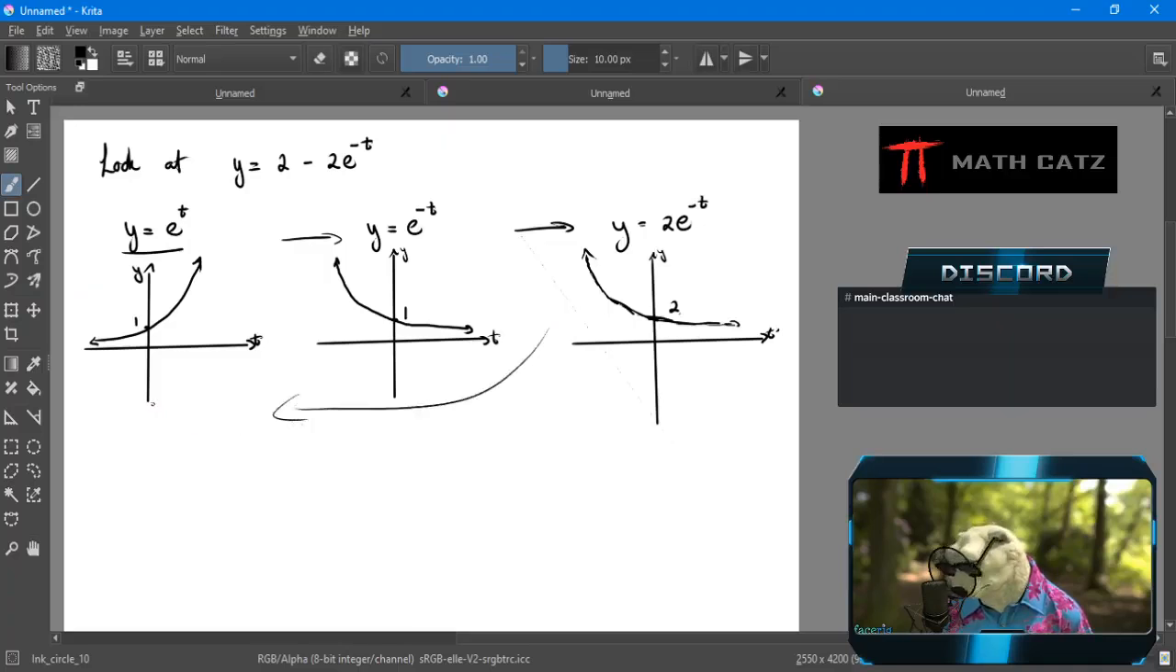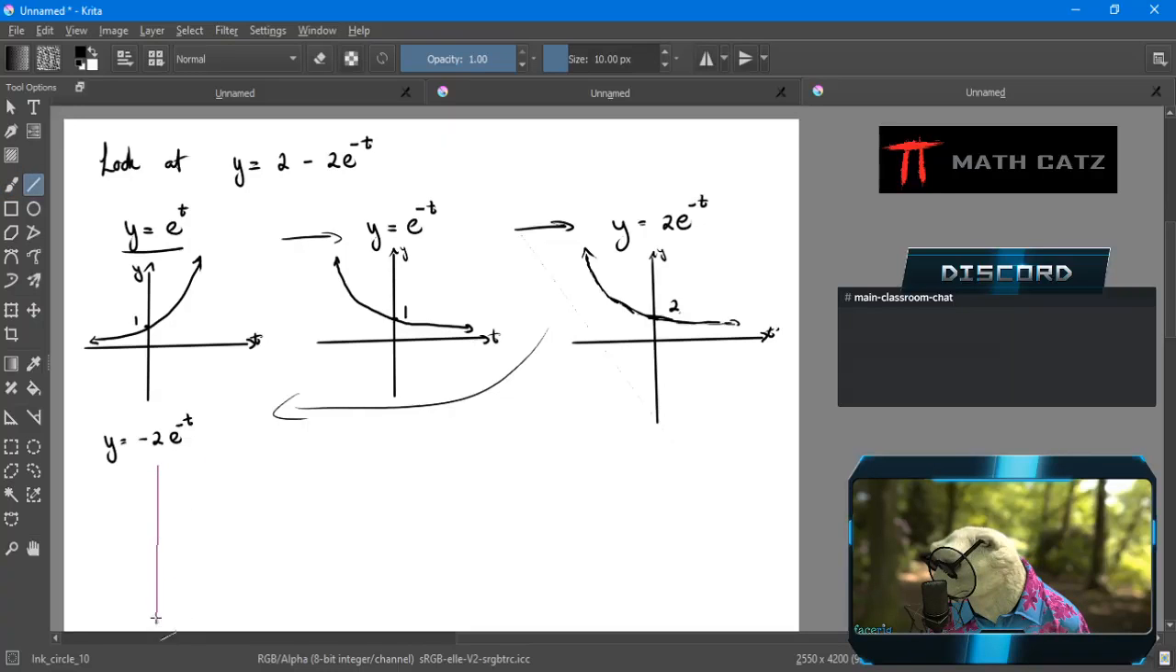Then I will take that and multiply the whole right-hand side by a negative. The 2 and the negative are viewed as separate transformations for convenience.